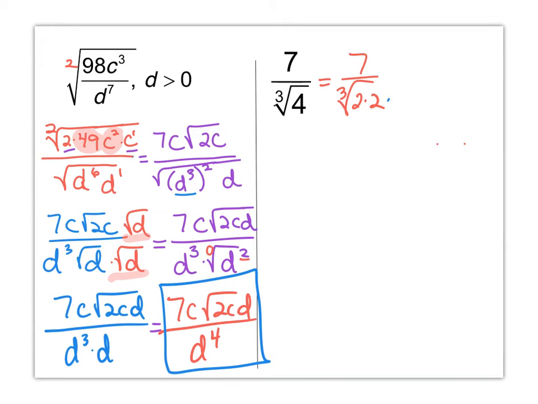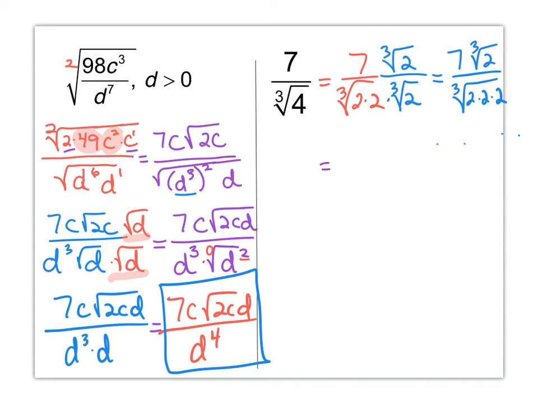So we can multiply the denominator by the cube root of 2 to make it a perfect cube. 2 times 2 times 2 is 8, which is a perfect cube. And if we multiply the denominator by the cube root of 2, we need to also multiply the numerator by the cube root of 2. So this equals, in the numerator, 7 times the cube root of 2 over the cube root of 2 times 2 times 2, which is the cube root of 8.